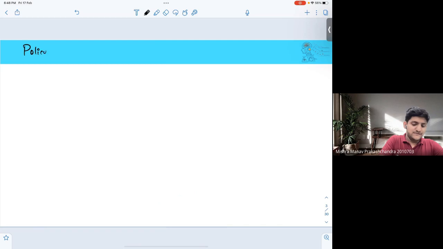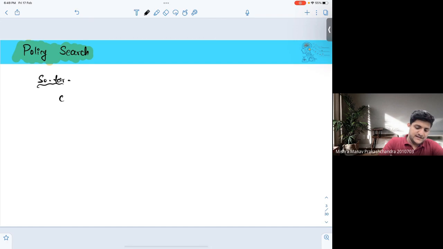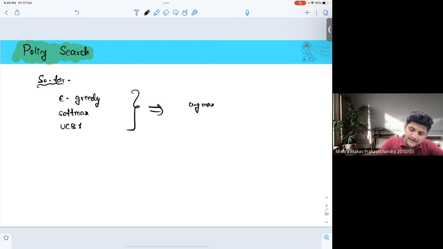So we start off week 3 content with something called as policy search. Okay. I'll just highlight this. Okay. So far, what we have been looking at is a method to maximize the value function method. Okay. So whatever we have dealt with so far, we have looked at epsilon greedy, we have looked at softmax, we have looked at UCB1. All of these methods try to look at the argmax of this Q value in some sense.